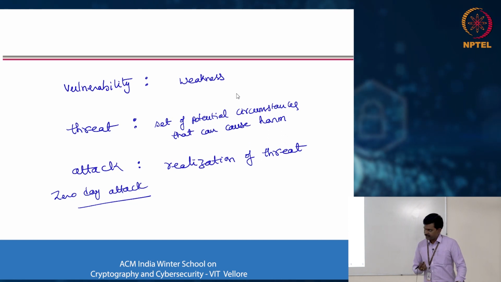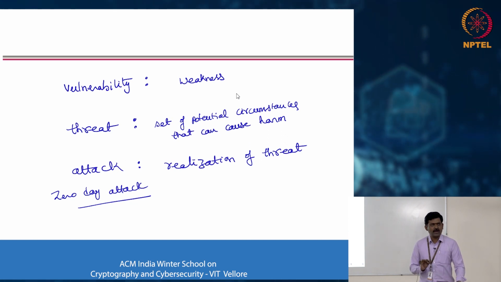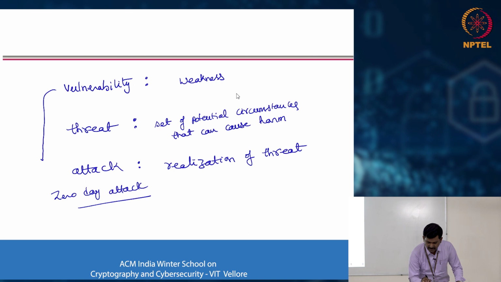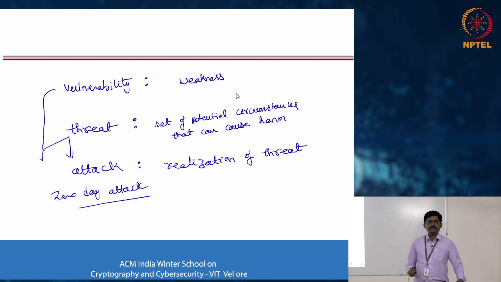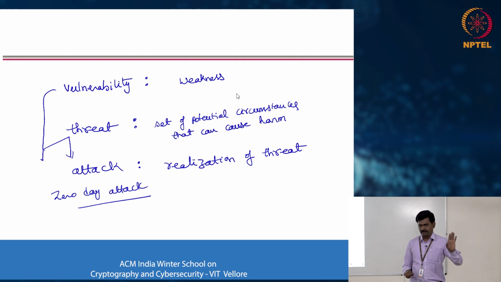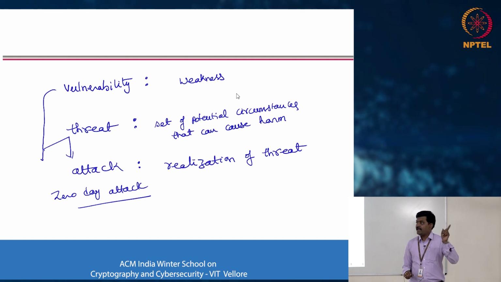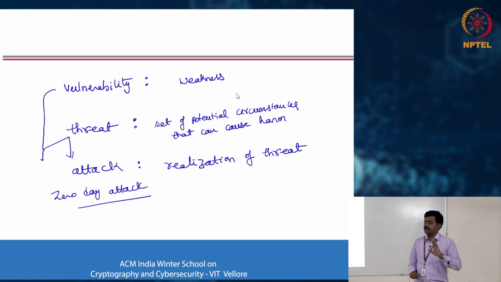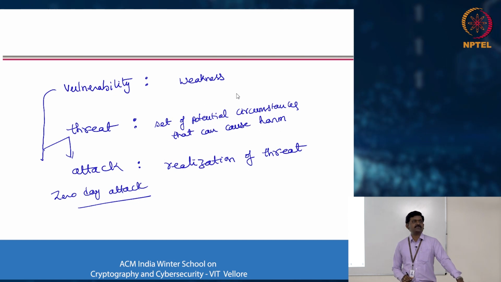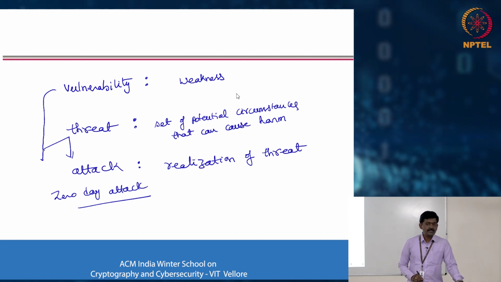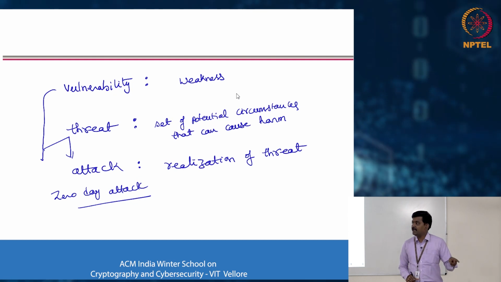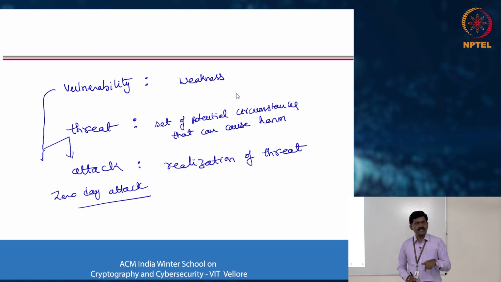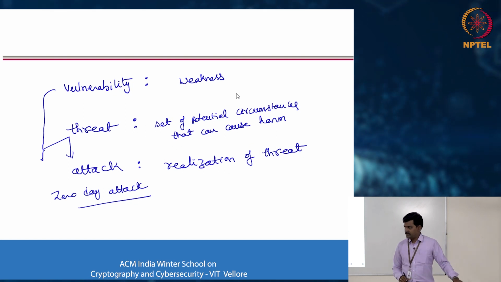Somebody said minimize vulnerabilities. Minimizing vulnerabilities is a different ball game. The point is that security is all about seeing that these vulnerabilities are not exploited by the threat so that he does not make an attack. Vulnerability is there and it will be there. Minimizing the vulnerability is not the job of security. The job of security is to see that though there is a vulnerability, the threat is not exploiting it and realizing an attack.